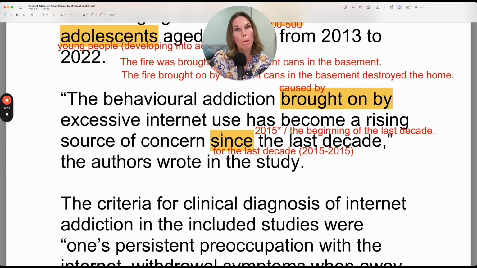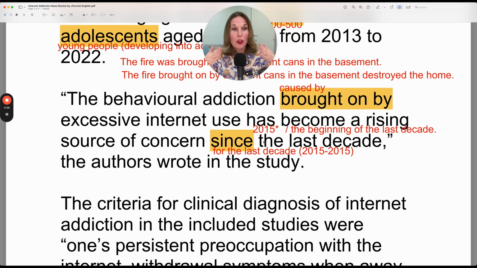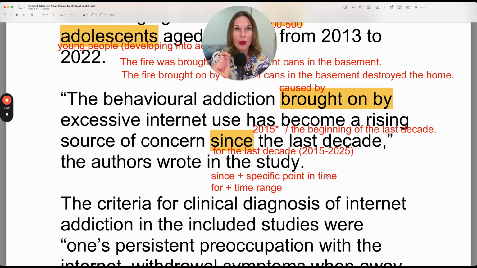Because of that, it would sound better to say since 2015, the actual start of the last decade, or you could say since the beginning of the last decade, because the beginning of sounds more specific. It sounds like, well, what's the beginning? It's 2015. That's the beginning of the last decade. So using either one of these sounds better with since, because to me, the last decade sounds more like a date range, and we only use for with ranges. The last decade represents 2015 to 2025. Remember, since plus a specific point in time, for plus a range, a time range.